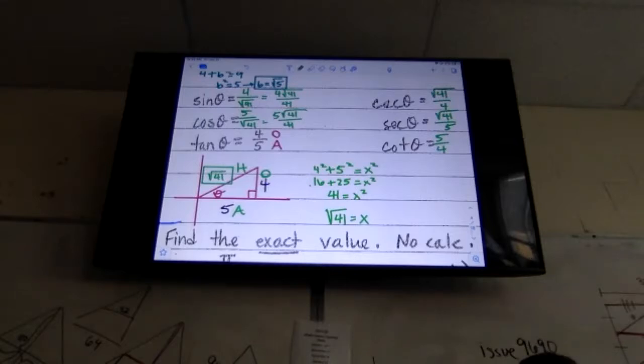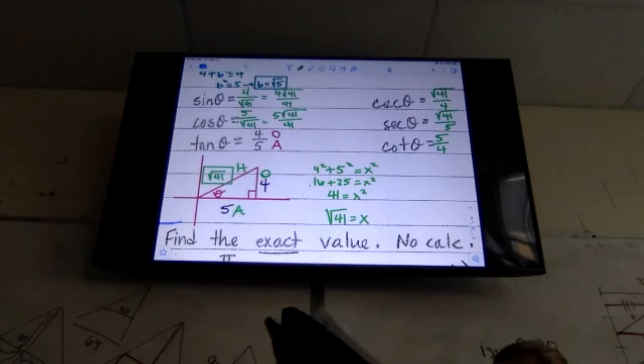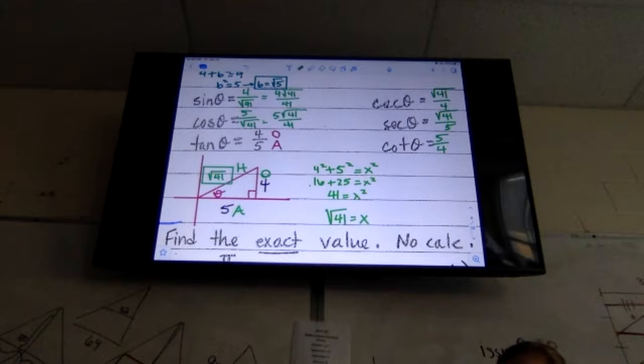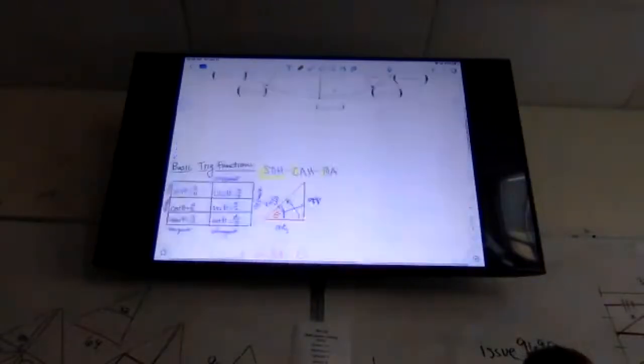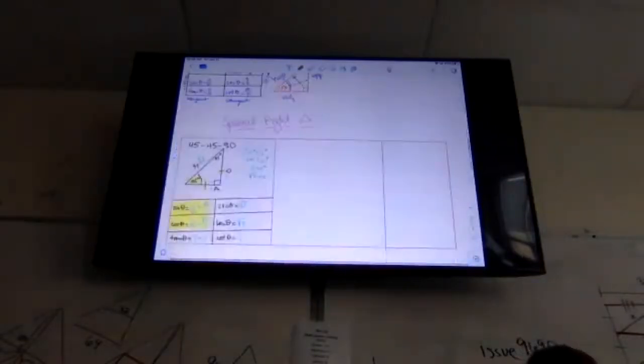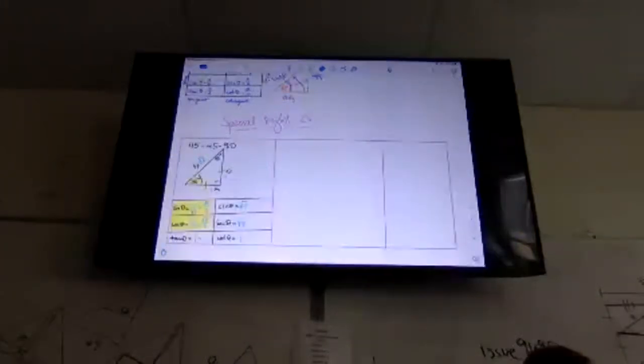We're going to finish the rest of today on the unit circle. We will not finish the unit circle, but that's going to take the rest of the class time. I got root 41.